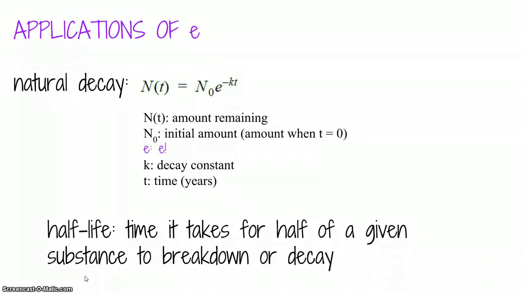So to go from 25 to 12.5, it'll take 50 years. To go from 10,000 to 5,000 will take the same amount of time as to go from 50 to 25. It's a half-life. It's a specific amount of time, and it doesn't matter how much there is. That half-life is constant for every substance we have. So natural decay is the second application of e, and we're really going to look at that.